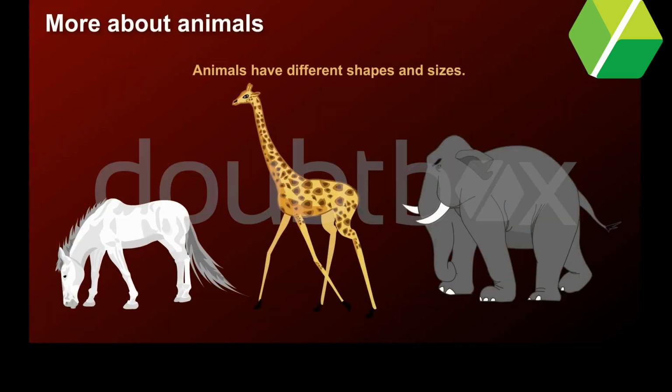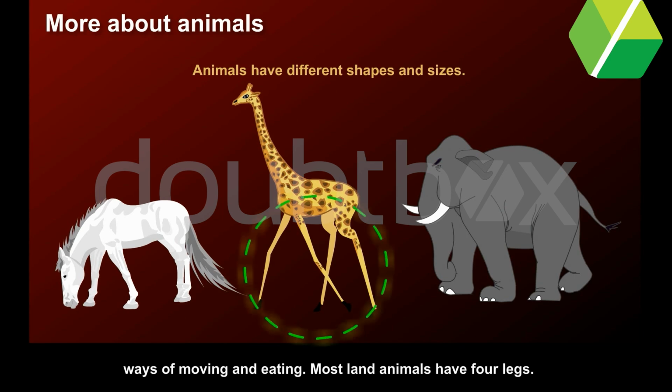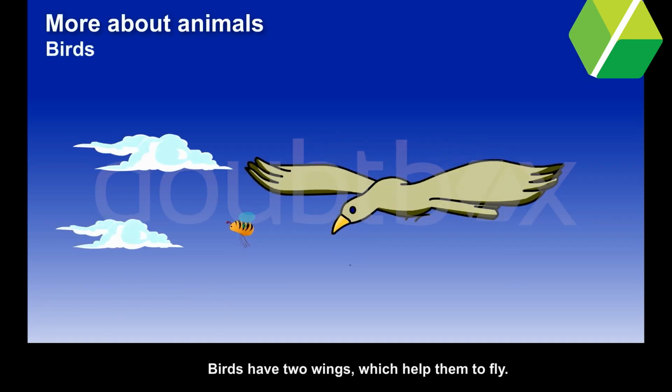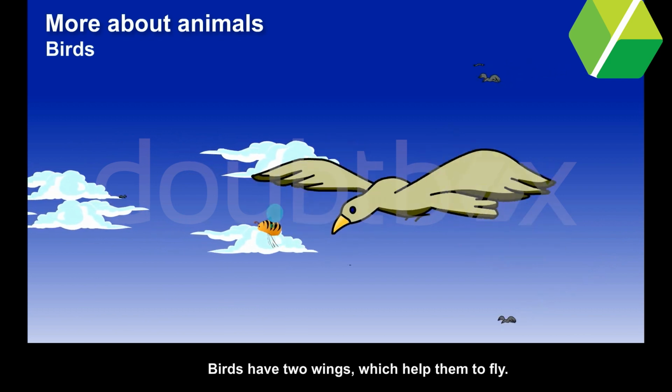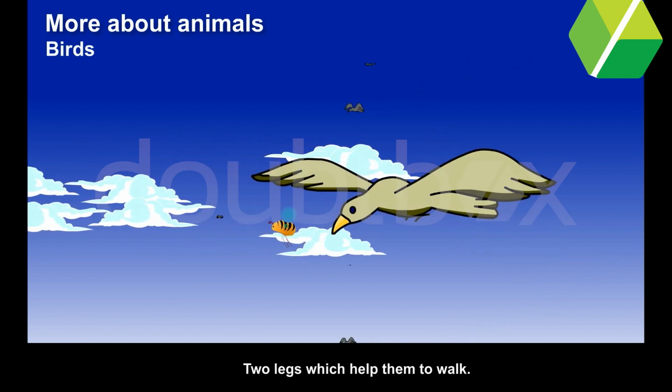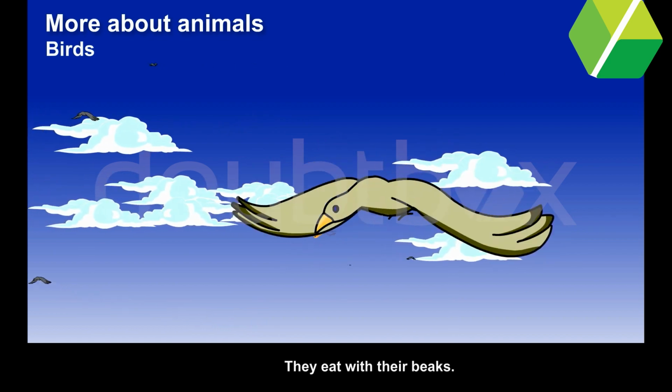More about animals. Animals have different shapes and sizes. Animals have different shapes because they have different ways of moving and eating. Most land animals have 4 legs. Birds. Birds have 2 wings, which help them to fly. 2 legs, which help them to walk. They eat with their beaks.